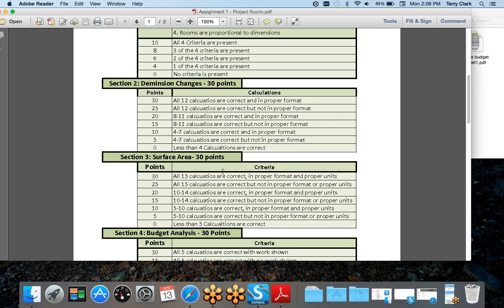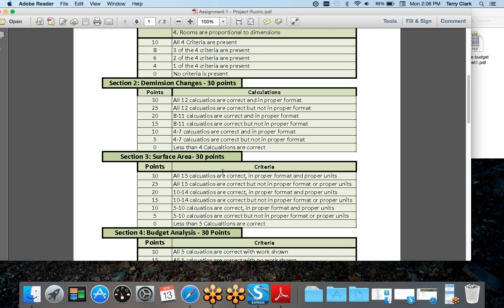Section 3 talks about surface area. Okay, the surface area, there's going to be 15 calculations there, and using proper units and proper format. Units is like square feet, versus cubic feet.